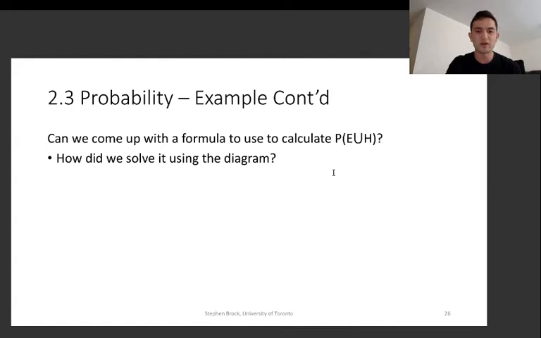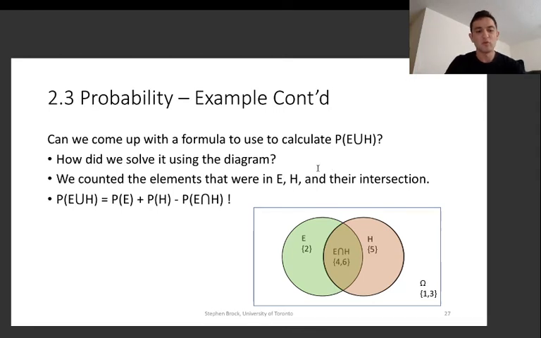So in order to come up with the formula, let's examine how we solved it using the diagram. When we were solving using the diagram, we counted the elements that were in E, H, and their intersection, and we divided by the total. But in general, what we were doing is we were looking at E. So if we look at this circle over here, right? We're looking at what's the probability that it's in E, right? What's the probability that it's in H?